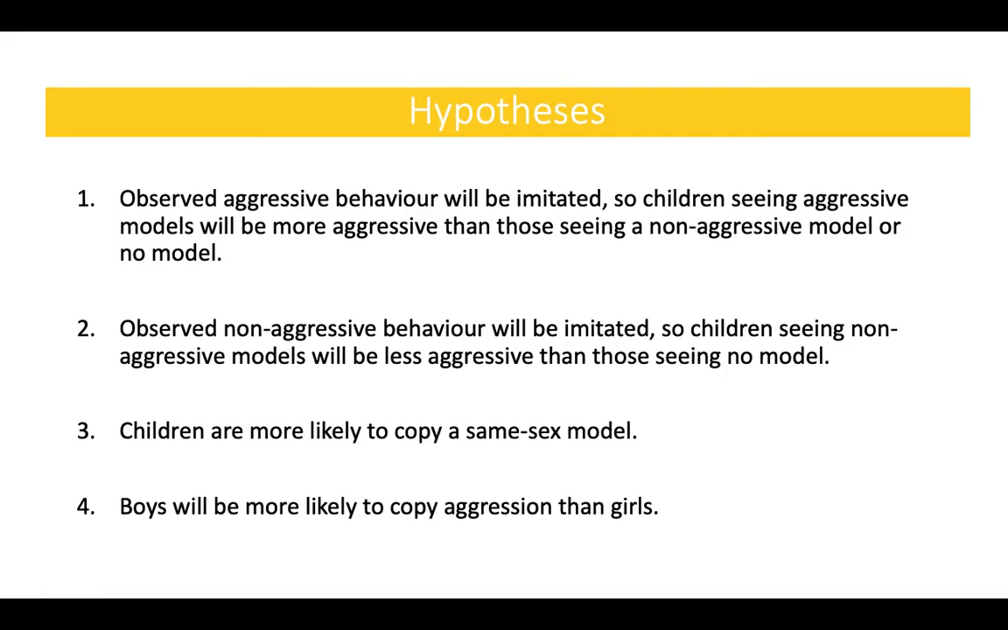So the hypothesis, the prediction, is that one, observed aggressive behavior will be imitated. So if they observe an aggressive behavior, they will imitate it. So children seeing an aggressive model will be more aggressive than those seeing a non-aggressive model or no model. Observed non-aggressive behavior will be imitated. So children seeing non-aggressive models will be less aggressive than those seeing no model. Children are more likely to copy a same-sex model, and boys will be more likely to copy aggression. Again, as I said, aggression is normal among boys. So if they do that behavior, they'll somehow be rewarded more than punished.